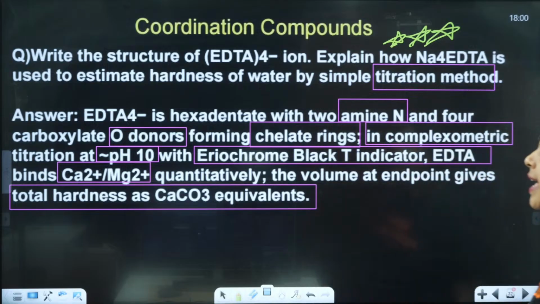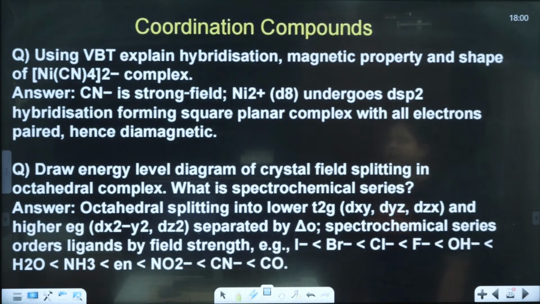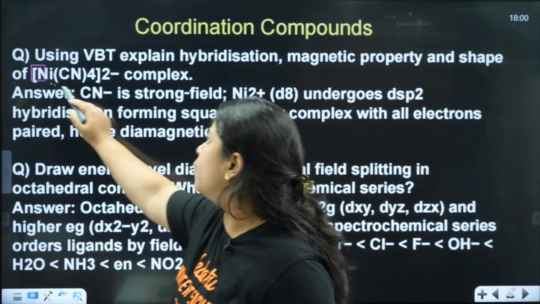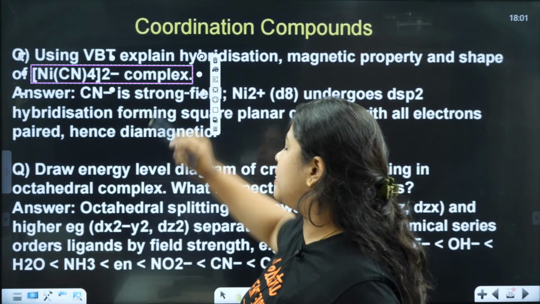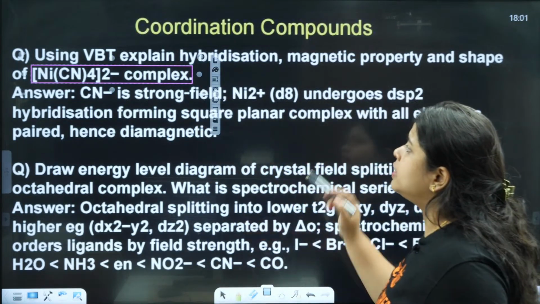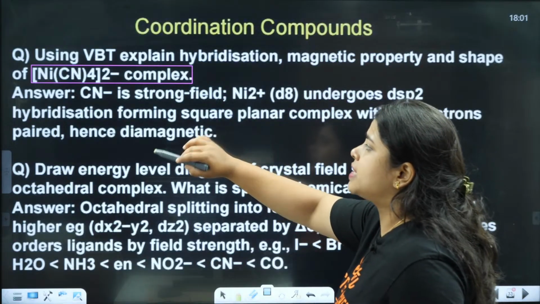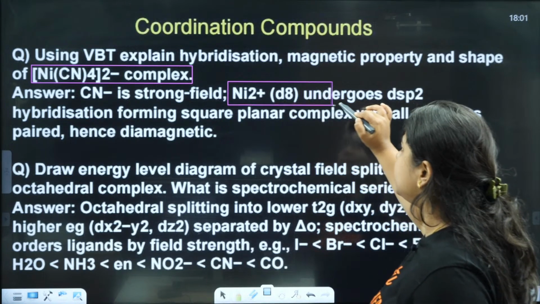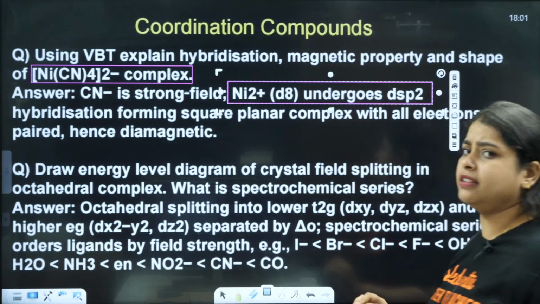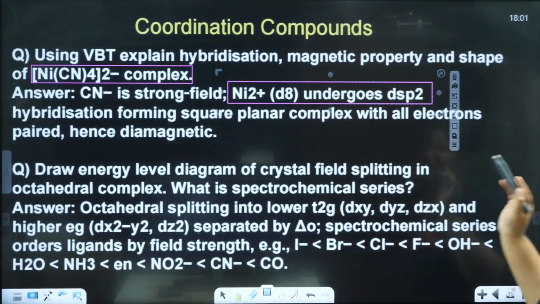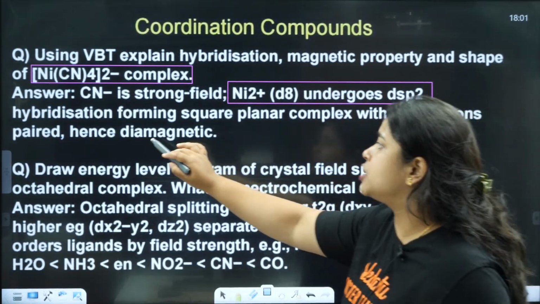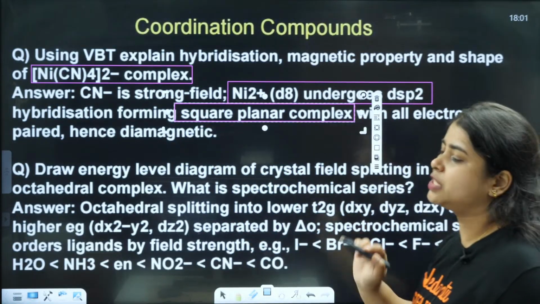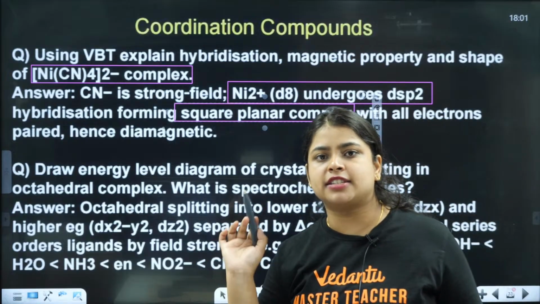Okay. Next question, using VBT, explain the hybridization, magnetic property and the shape of [Ni(CN)4]2- complex. So CN is what? Stronger field. Okay, cyanide is going to be the strong field ligand. Ni2+ is d8, which will undergo which hybridization? dsp2 hybridization. Once dsp2 hybridization happens, which type of structure is formed? Square planar complex structure is being formed.